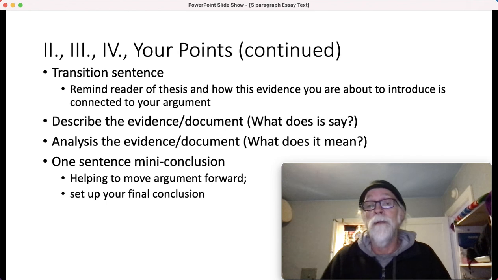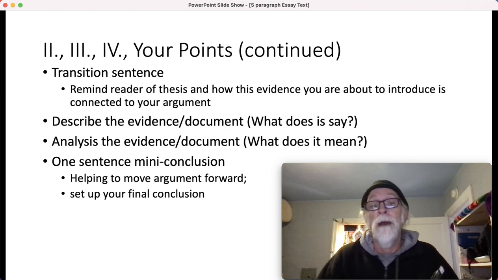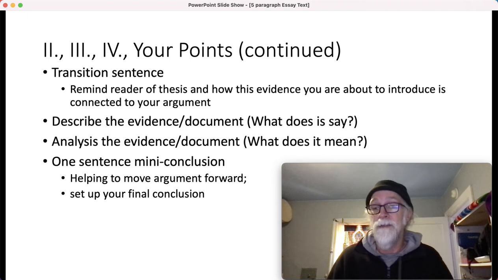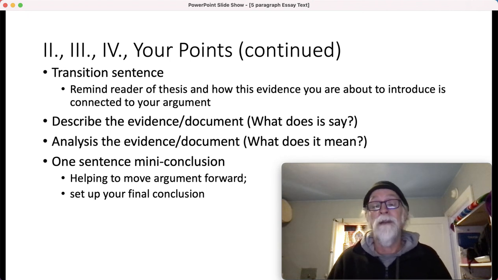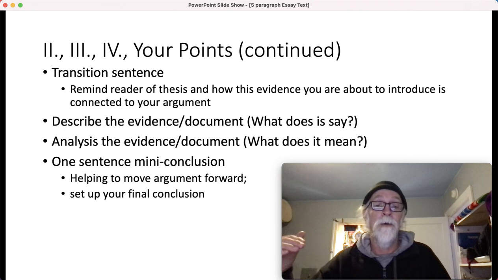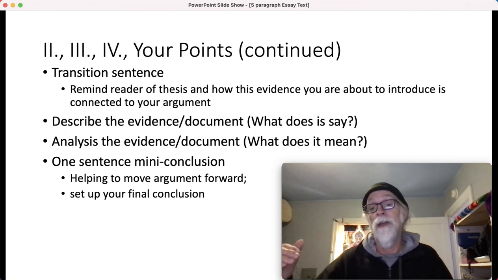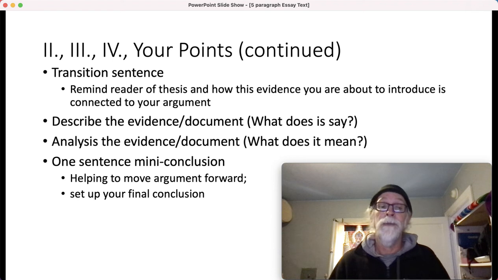Well, you do that with your documents, right? And then you describe the document or you describe the evidence. What does it say? And then you provide some level of analysis. Well, what does it mean? Right? How do you read between the lines? This is what the Code of Hammurabi says. This is what we can understand from the fact that it's even there, the analysis, right?